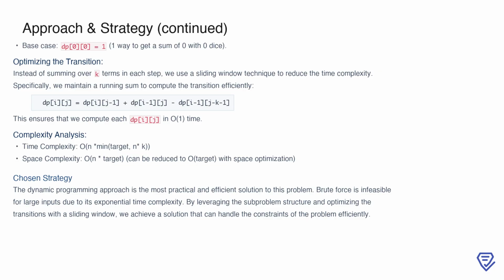By applying this technique, the overall time complexity of the solution becomes O(n * min(target, n*k)), and the space complexity is O(n * target). Further, with additional optimizations, the space complexity can be reduced to O(target), making the solution even more memory efficient. These improvements highlight the power of dynamic programming over brute force, especially for handling large constraints effectively.